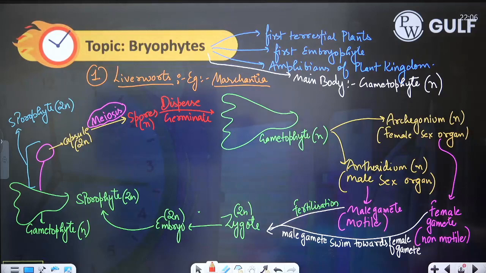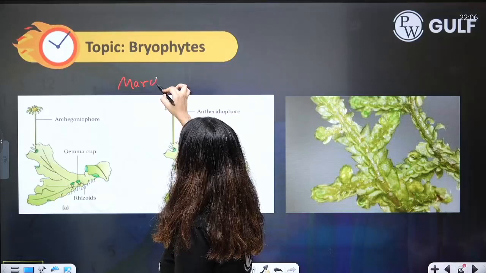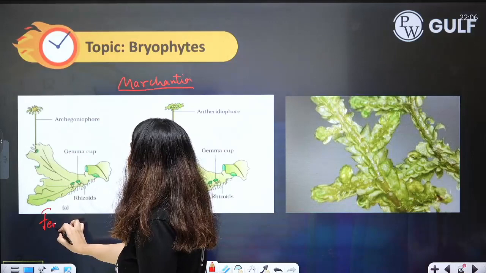This is how the life cycle of liverworts looks, right? Now, I'm going to show you the liverwort here. This is Marchantia. As you can see, Marchantia has two separate bodies. This is the female body, and this is the male body.